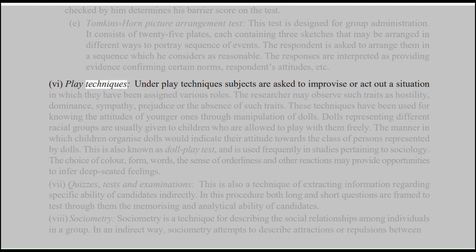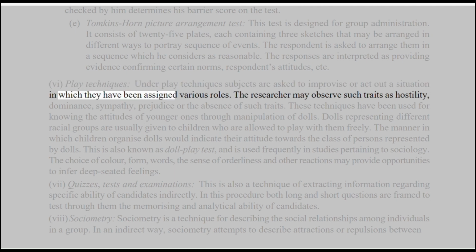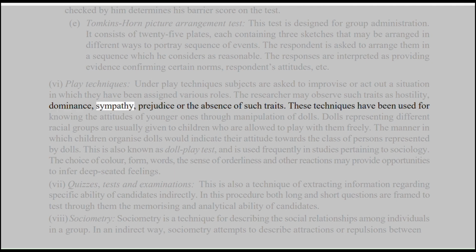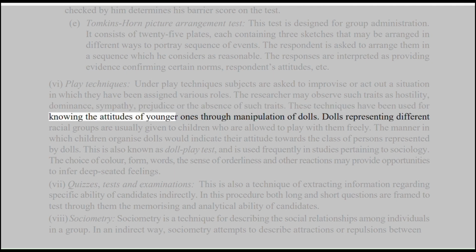6. Play techniques. Under play techniques, subjects are asked to improvise or act out a situation in which they have been assigned various roles. The researcher may observe such traits as hostility, dominance, sympathy, prejudice, or the absence of such traits. These techniques have been used for knowing the attitudes of younger ones through manipulation of dolls.